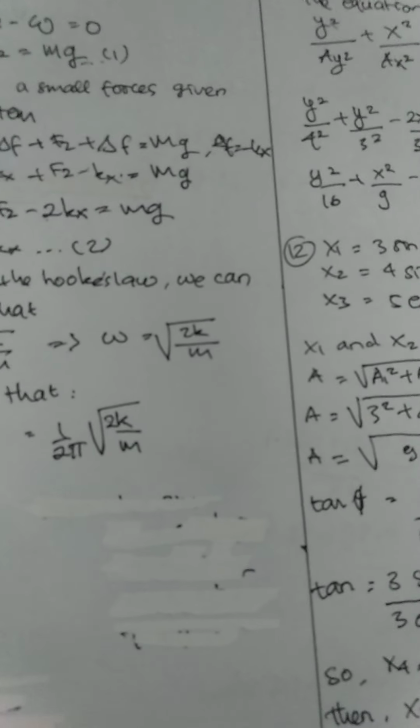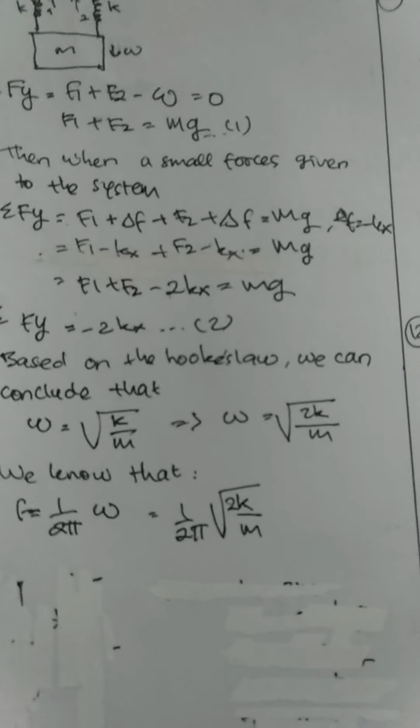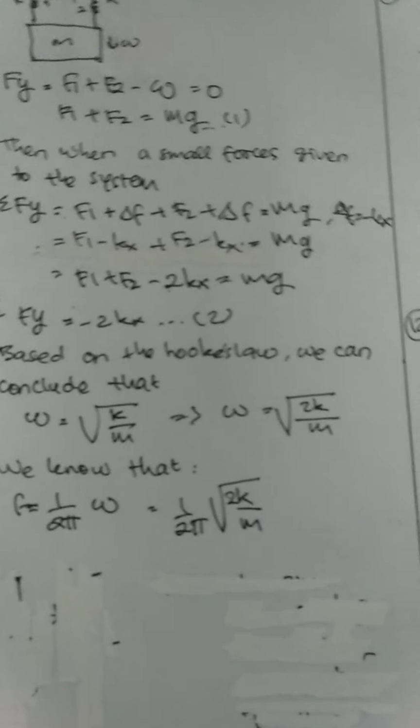Next question. A block of mass M is supported by two identical parallel vertical springs, each with spring stiffness constant K. What will be the frequency of vertical oscillations? This is the scheme. We use Newton's law: sigma Fy equals F1 plus F2 minus weight equals 0. F1 plus F2 equals M times g is the first equation.